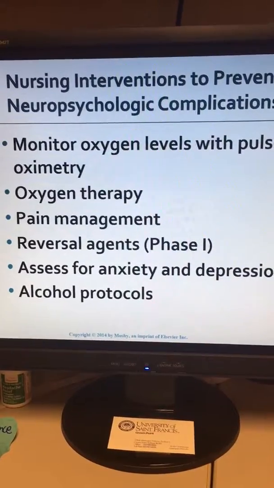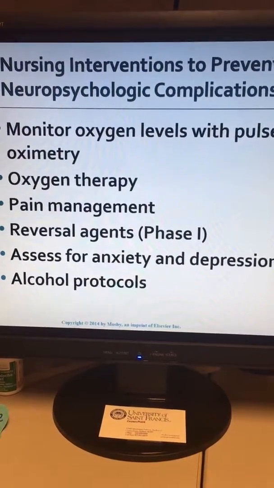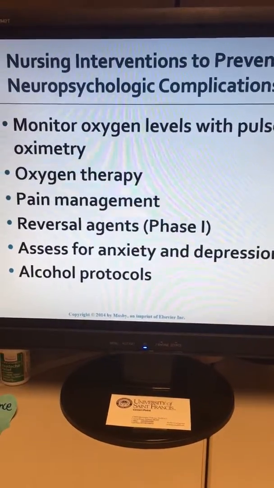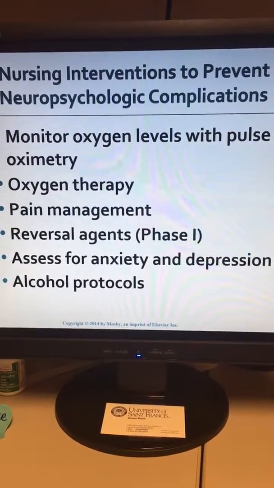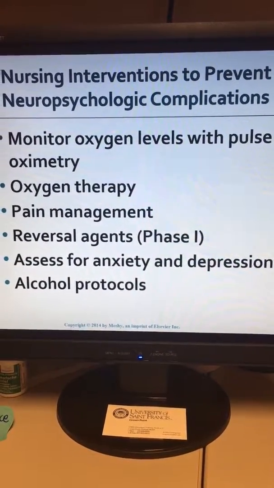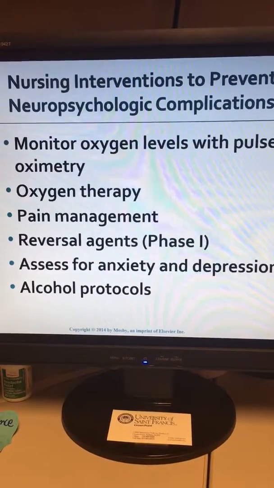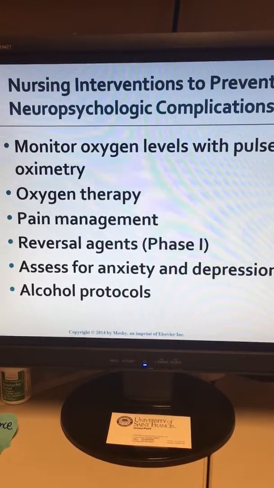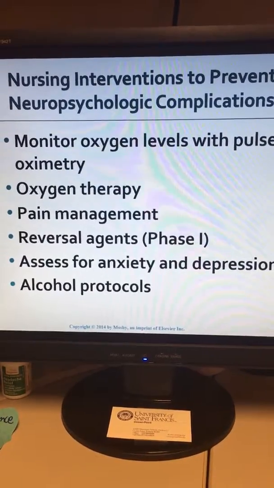So again, what is the number one sign of hypoxia? Confusion. So if a patient's starting to become confused, we're going to check our pulse oximetry. Maybe they need some oxygen. So monitor our pulse oximetry, give them some oxygen therapy, pain management, and if we have to, we're going to do some more reversing agents, and then we may have to institute some alcohol withdrawal protocols.